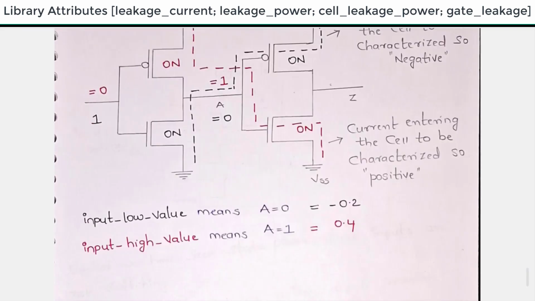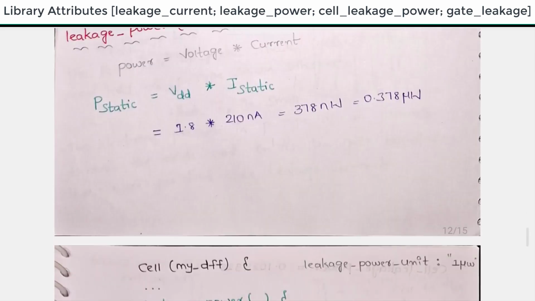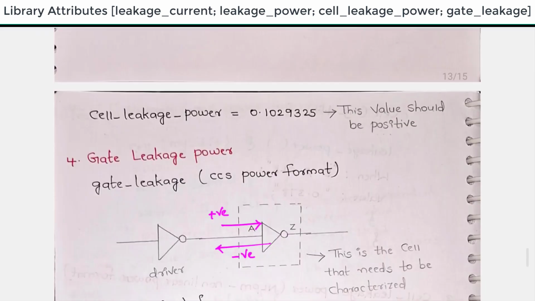So this is all about power characterization, and we have seen only static power. In that we have seen what is subthreshold leakage current, junction leakage and tunneling, and we have seen different attributes like leakage current, leakage power, cell leakage power, and gate leakage power.